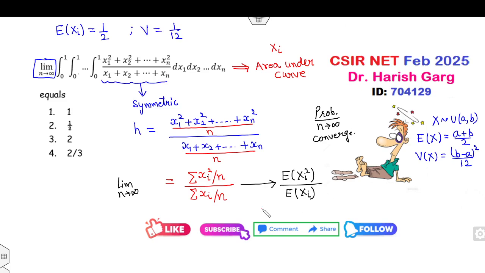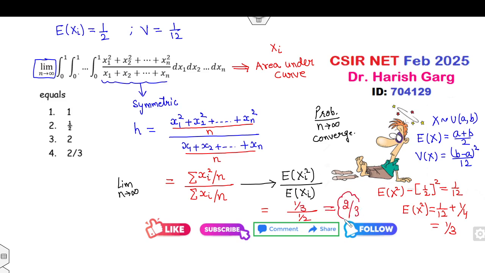So you can see that the denominator will be half. Can you find the variance value? Variance is E[x^2] minus (E[x])^2, which is equal to 1/12. So can you find the value of E[x^2]? This is 1/12 plus 1/4, which is 1/3. So it is 1/3. So your answer is 2/3, the right answer of the problem.